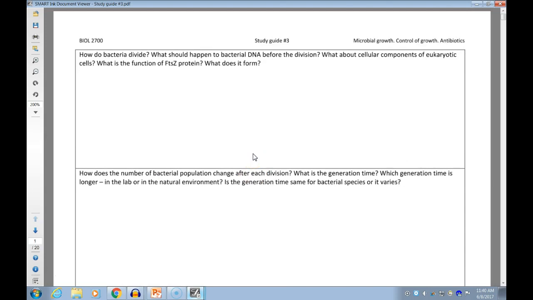So this is pretty much like the first slide. Few things that I want to highlight. DNA has to be replicated, cellular components of eukaryotic cell have to be amplified. FtsZ protein in bacteria forms the cleavage furrow. Okay.